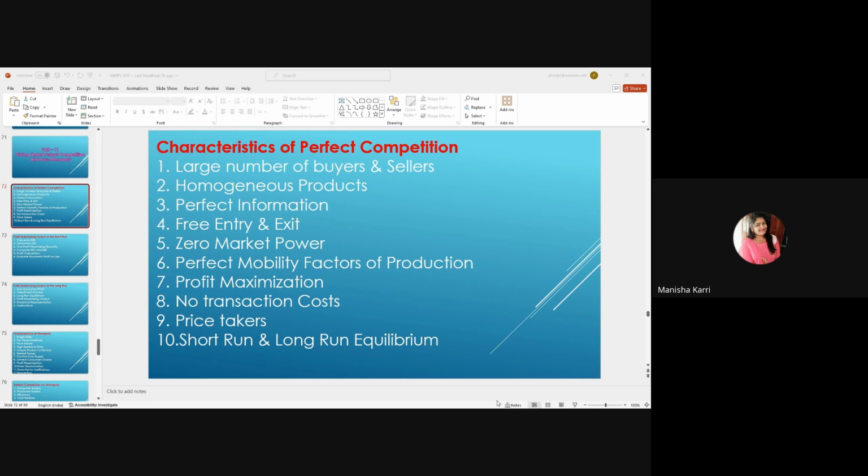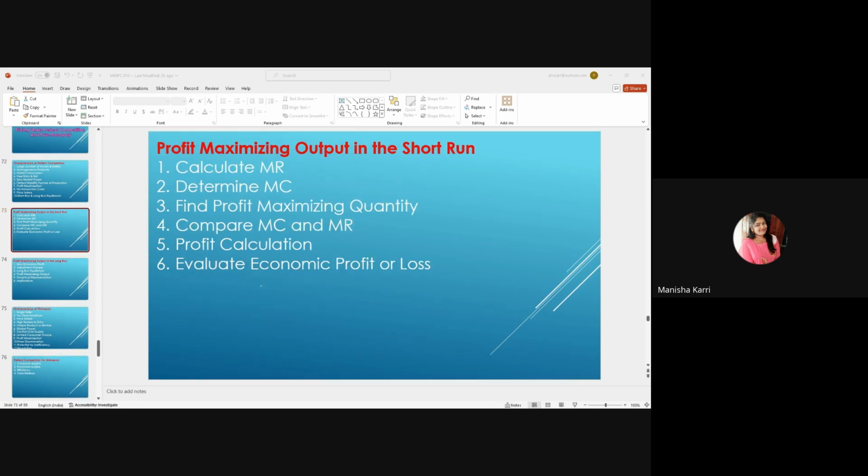For a perfect competition firm, marginal revenue equals the market price. This is because the firm can sell all of its output at the market price, whereas selling additional units would otherwise require lowering the price for all units sold. This is calculating marginal revenue. Next one is determining marginal cost. Yes, marginal cost is an additional cost incurred from producing one more unit of output. Find the profit maximizing quantity. Identify the quantity where marginal cost equals marginal revenue.